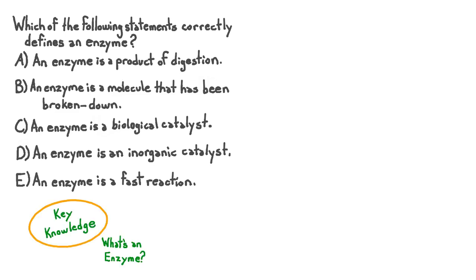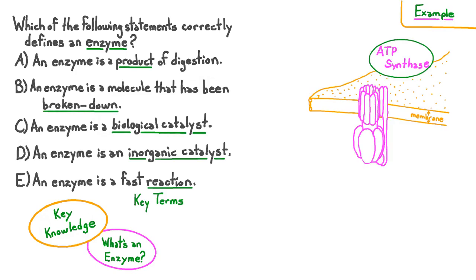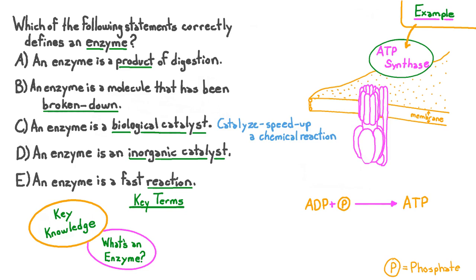Key knowledge required to select the correct solution option is knowing what enzymes are and what they do. Let's review by taking a look at the enzyme ATP synthase while we review key terms in the question. Like all enzymes, ATP synthase catalyzes or speeds up a chemical reaction, and that makes it a catalyst.